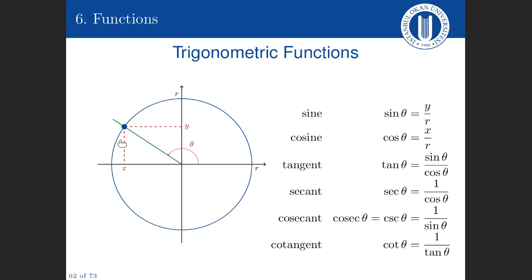Hopefully it's revision for you. Start with a circle of radius r and measure the angle from the x-axis to some ray, this green line. Look at the point where the line intersects the circle and then take its x-y coordinates. You can find the sine function, sine of theta, to be y divided by r, and the cosine function, cos of theta, x divided by r.